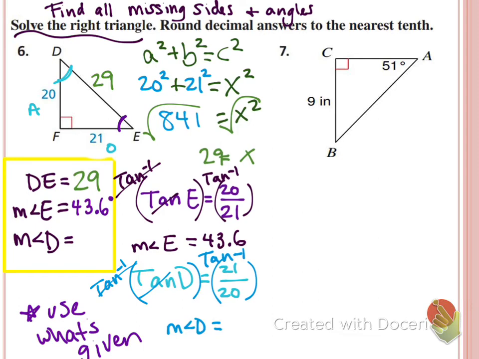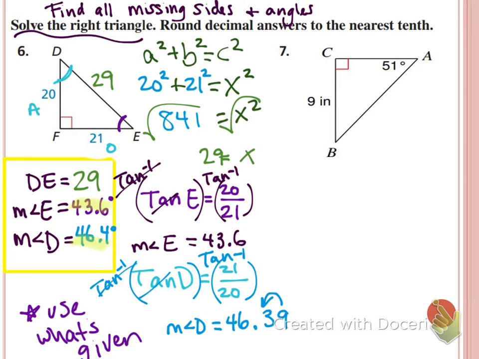So shift tangent of 21 divided by 20, and we get 46.39, but we're going to round to the tenth, so this will be 46.4 degrees, which makes sense because these two angles should add up to 90, because those two make 90, plus 90 makes 180. So that is the first problem.